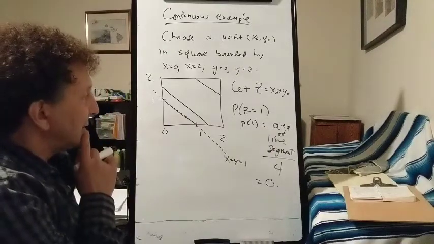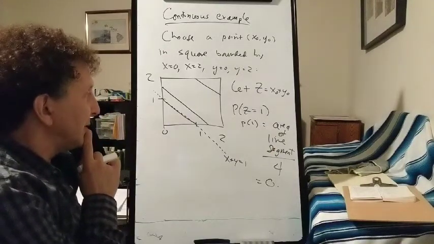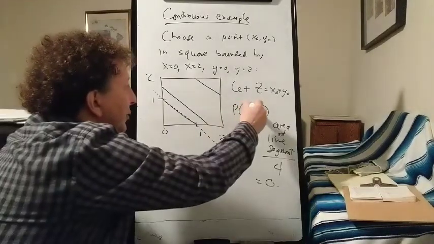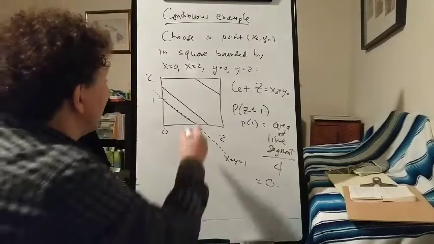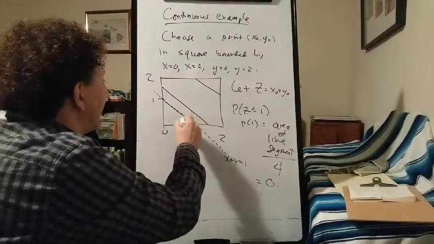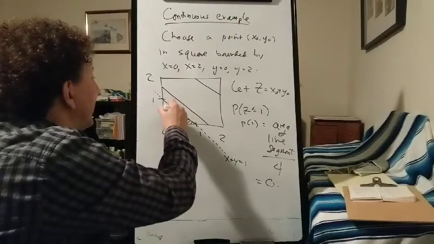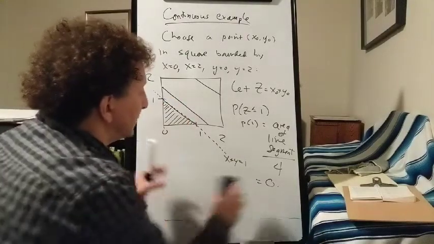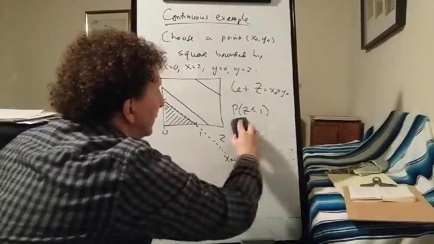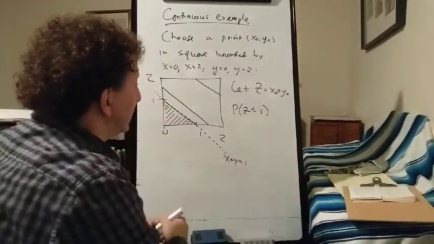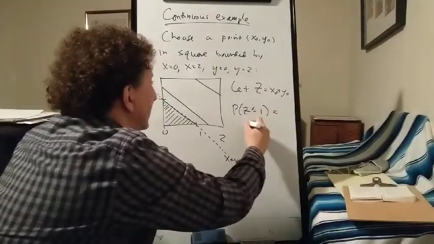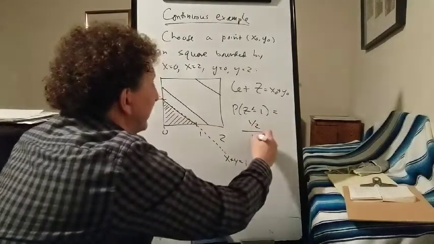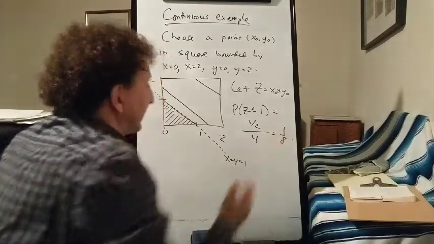Now if we look at the cumulative distribution function, that makes sense. In fact, last time we computed the probability that z is less than or equal to 1. We said that's the area of this region divided by the area of the whole square. So it's 1/2 the area of this triangle divided by 4, which we said is 1/8.